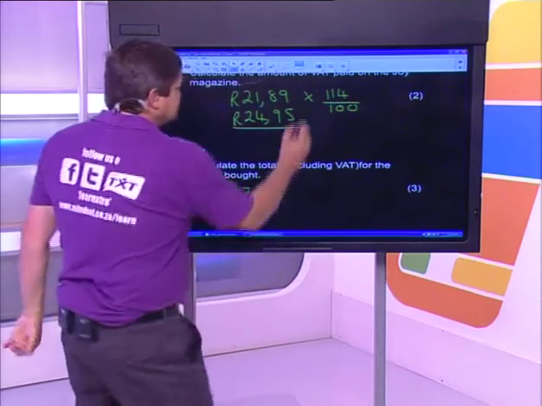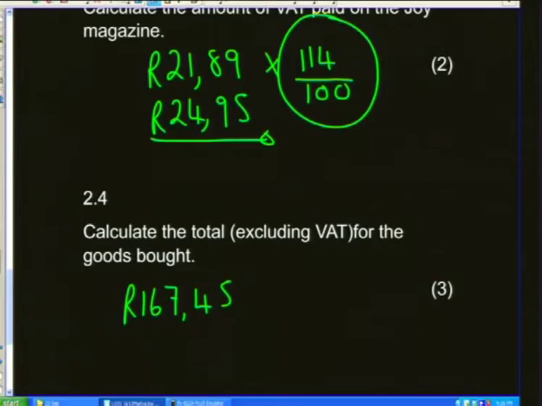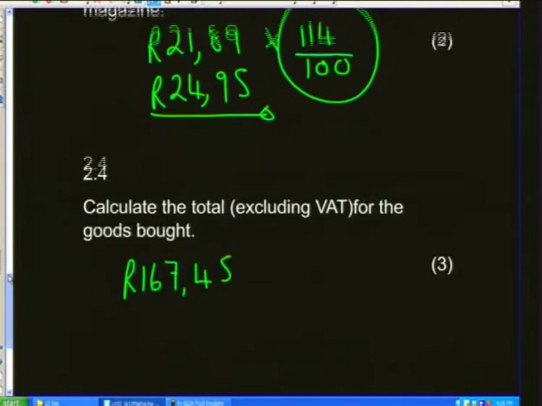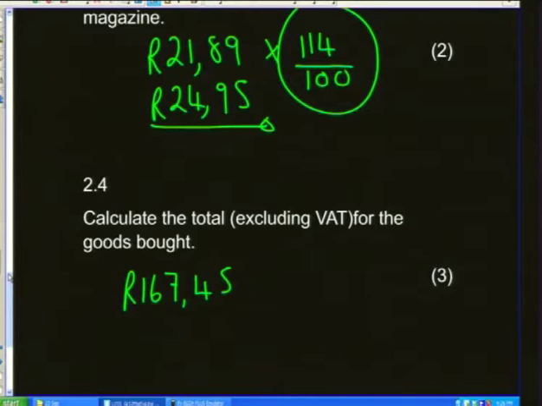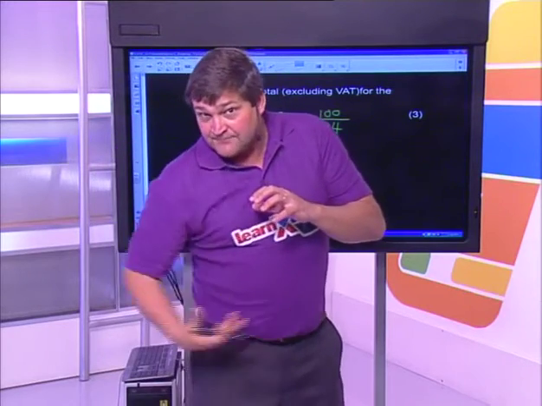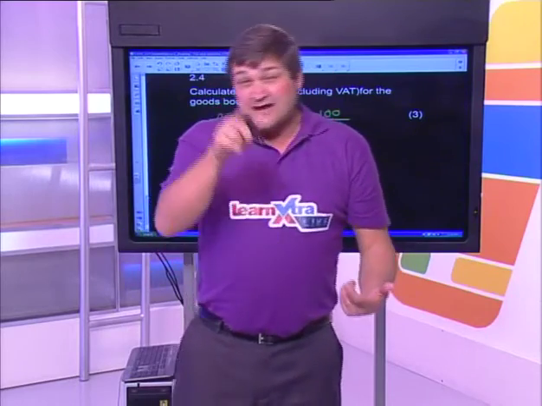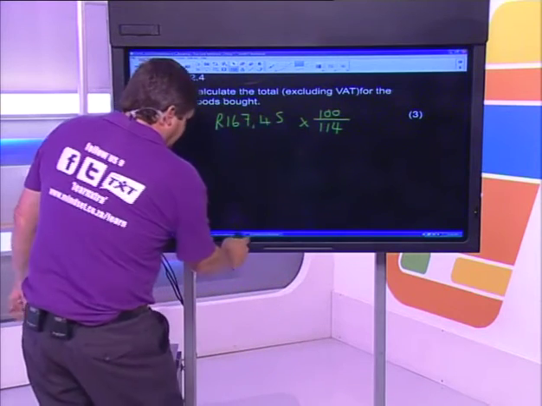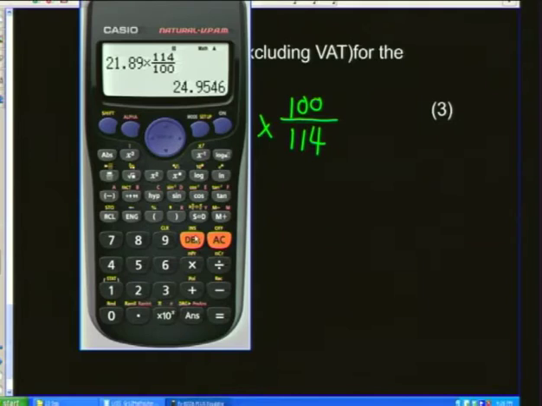Now, I'm going to use the exact same figures again, 114 and 100. But instead of multiplying by 114 over 100, I'm now going to multiply by 100 over 114. Now, the big number's at the bottom. Why? Because when I divide by a bigger number, my answer is going to be smaller. And I expect my answer to be smaller. Agreed? So let's take out our calculator. Out she comes.